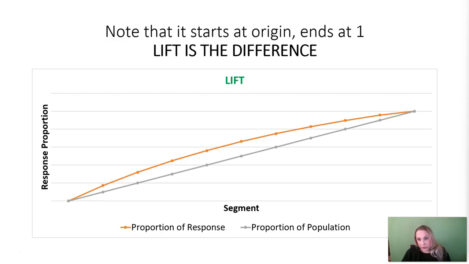But once you've completed that chart, you can visualize your lift by plotting the responses against the proportion of the total population of potential customers. Note that the segments are sorted by expected customer response here. Here, both the cumulative responses and cumulative proportion of the population are graphed to identify the lift. And remember, lift is going to be the difference between the two lines.